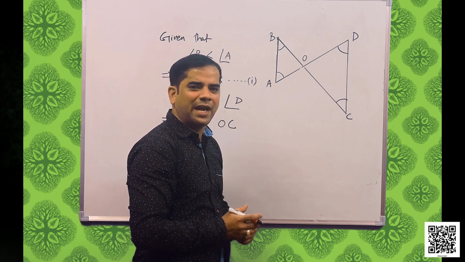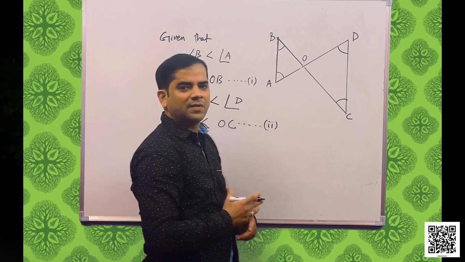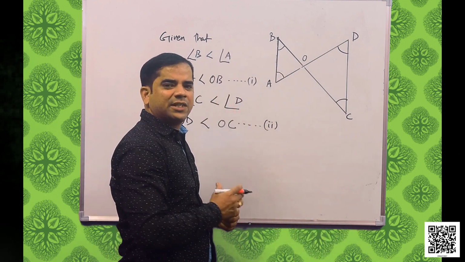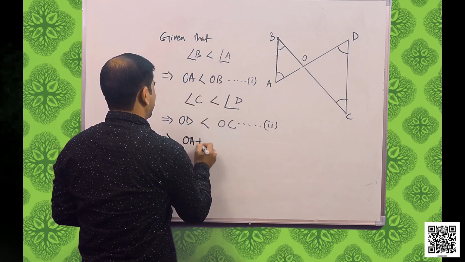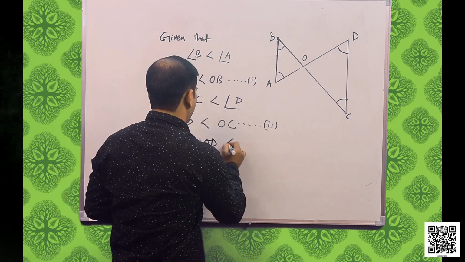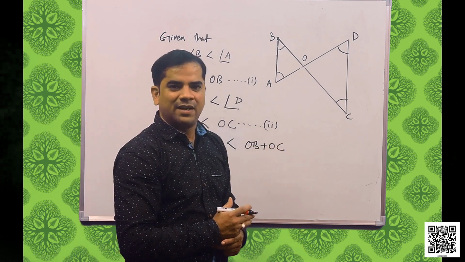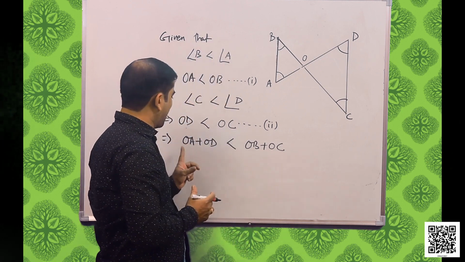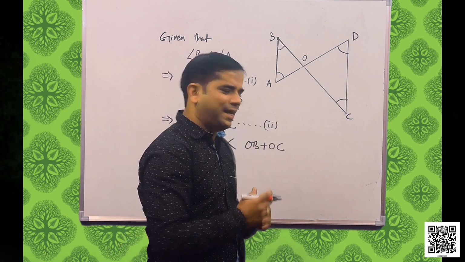OD is smaller than OC. Let me mark it as equation 2. So, from equation 1 and equation 2, what do we get? OA plus OD is smaller than OB plus OC. Okay, I have combined both the equations to come to another equation: OA plus OD is smaller than OB plus OC.